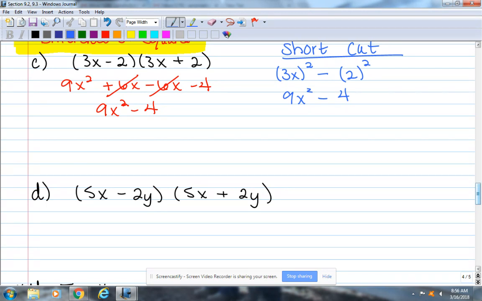These special ones. Check your answer with a neighbor. If you do it the long way, the middle should cancel out.